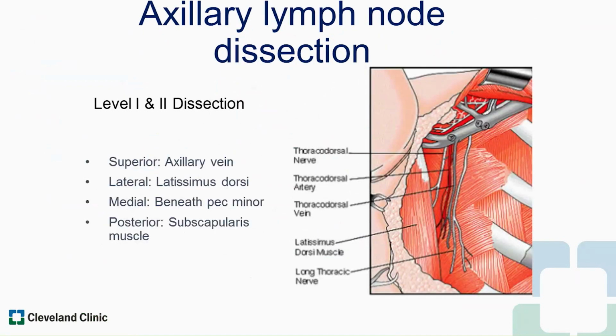For an axillary lymph node dissection, which again is level 1 and level 2, there are anatomical landmarks that I'm going to walk you through. Anatomically, superiorly, the dissection is going to go to the axillary vein. Laterally, it's going to go to the edge of the latissimus dorsi. Medially, it's going to go underneath the pectoralis minor muscle, and then posteriorly down to the subscapularis muscle, and then medially again here, it's the serratus muscle.